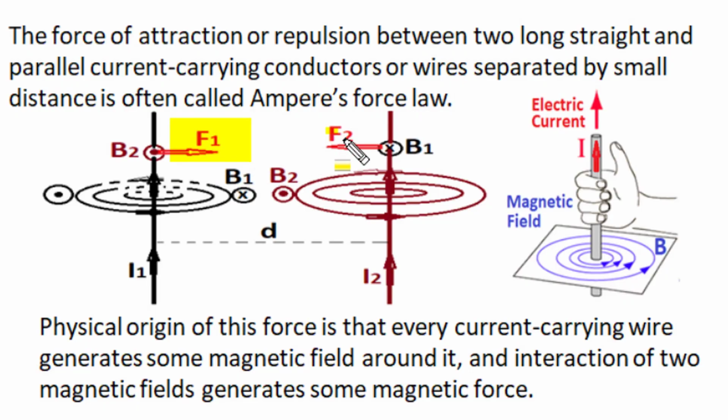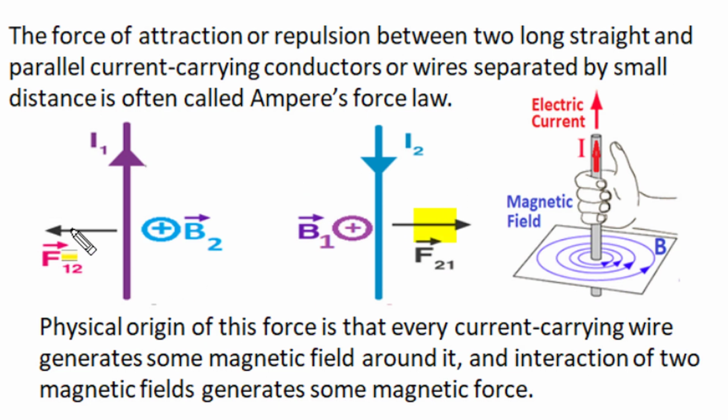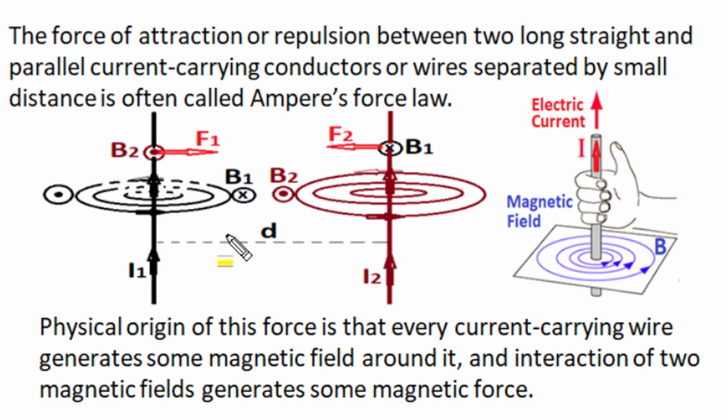Magnetic force of attraction when current is in the same direction, or force of repulsion when currents are in opposite directions, between two long straight and parallel current carrying conductors or wires separated by a small distance is often called the Ampere force law. The physical origin of this magnetic force is that every current carrying conductor generates a magnetic field surrounding it, and the interaction of the magnetic fields produced by the two currents generates the magnetic force here.